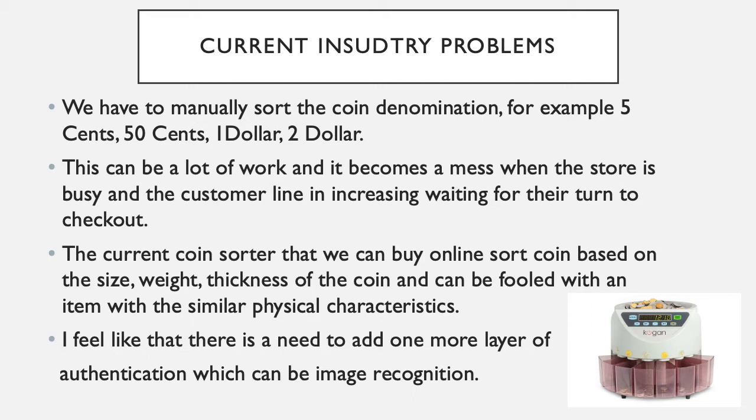So the current coin sorters that we have available in the market that we can buy online, sort coin based on their physical characteristics like size, weight, thickness, and they can be easily fooled with an item with similar physical characteristics, which is not a coin. So I feel that there is a need to add one more layer of authentication, which can be image recognition.